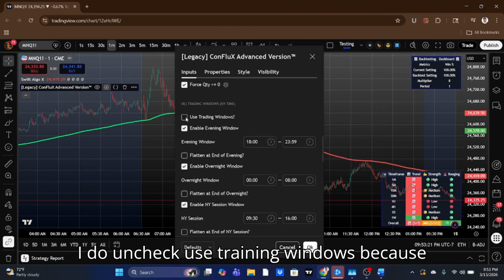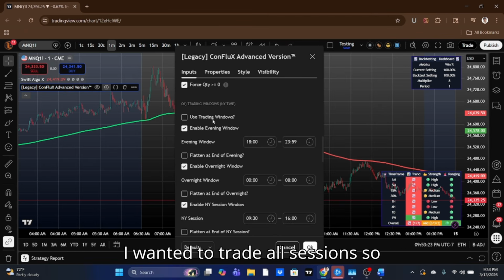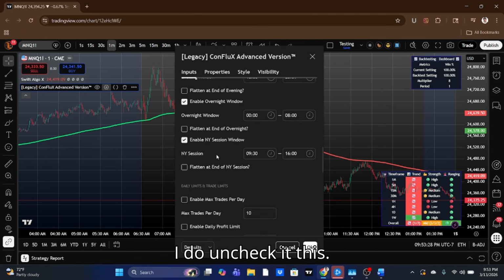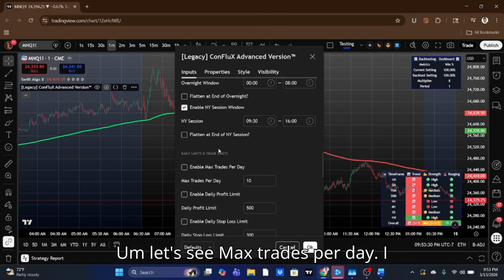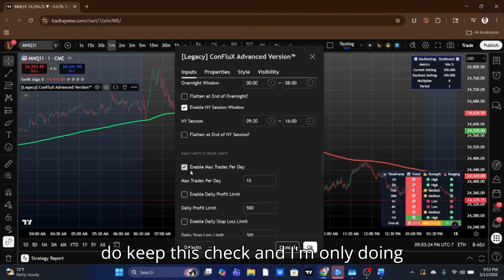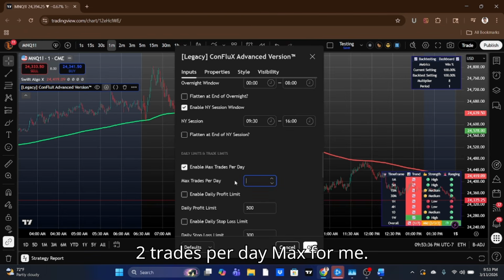I do uncheck use trading windows because I wanted to trade all sessions. So I do uncheck this. Let's see, max trades per day. I do keep this checked and I'm only doing 2 trades per day max for me.